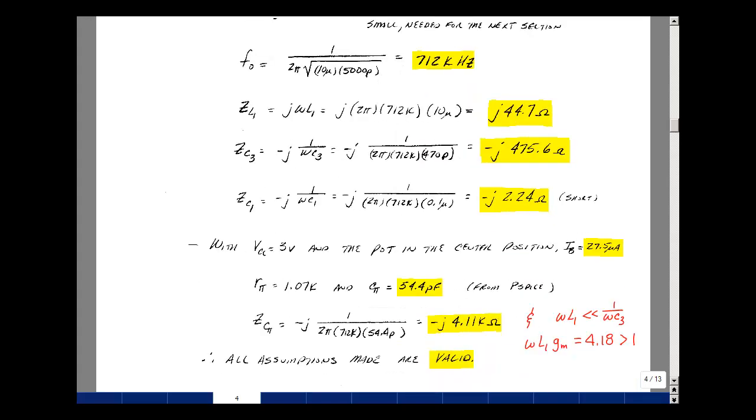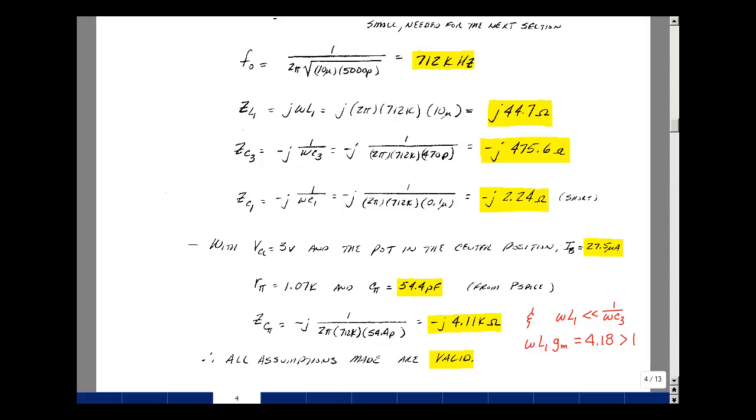Using a 3-volt power supply, I did a SPICE simulation and found that the base current was around 27.5 microamps. It can also give a value of R pi of 1K and C pi of 54.4 picofarads. Now the impedance of that is going to be minus j over omega C, so 712K times the 54.4 picofarads. That's a minus j 4.11 kilohms. Again, what's in parallel with that is L1, so it's going to swamp that impedance out.